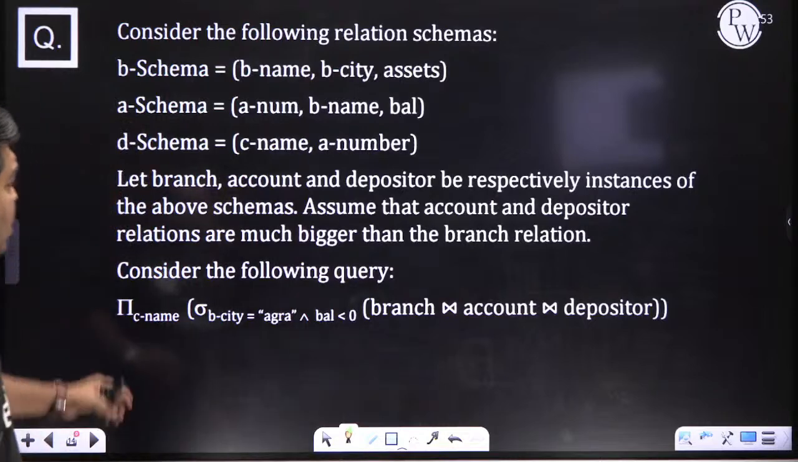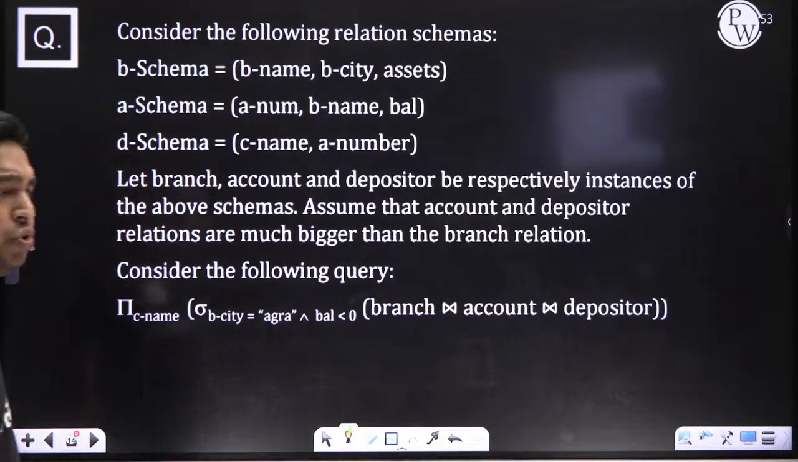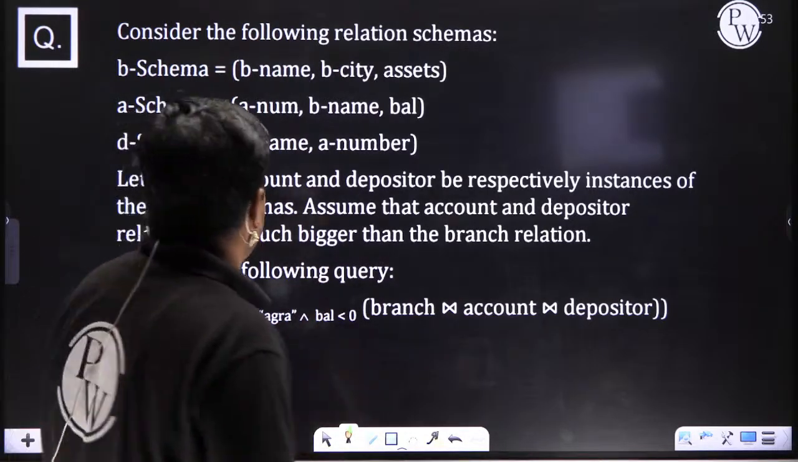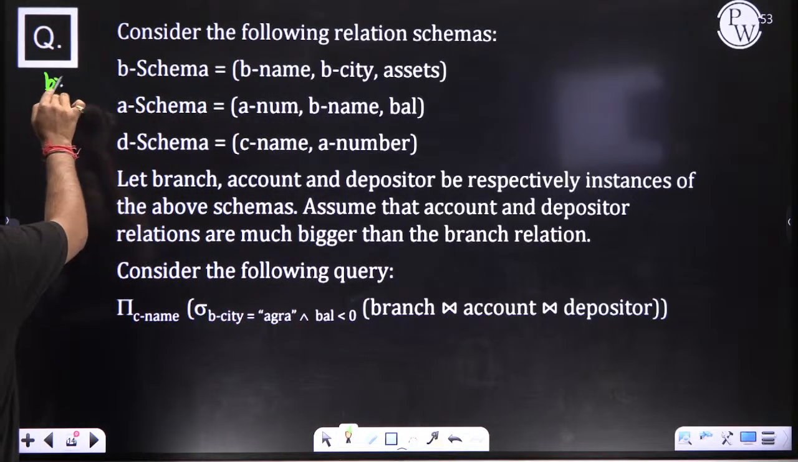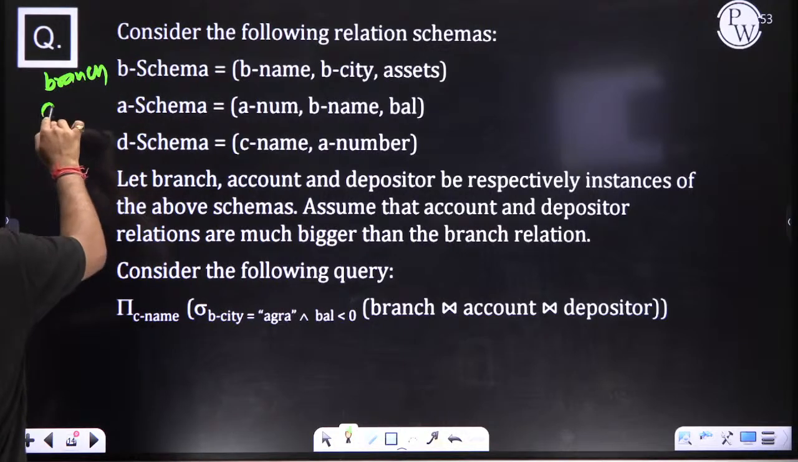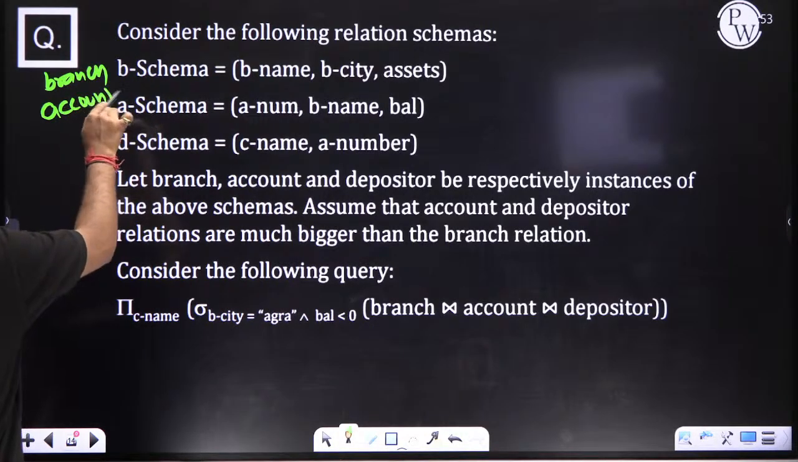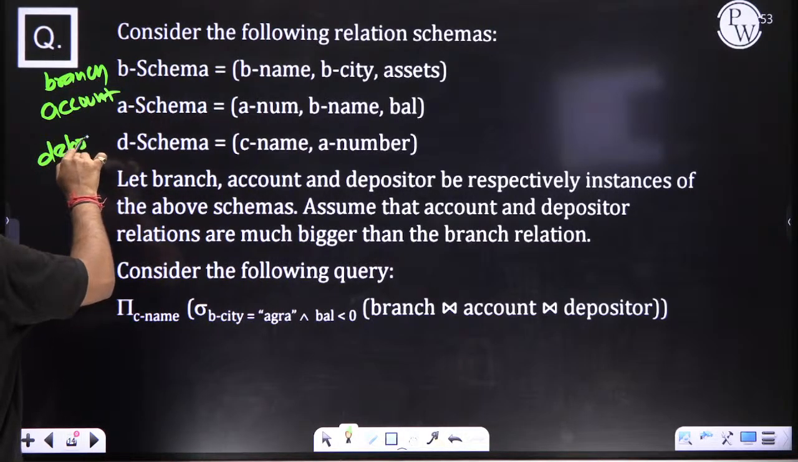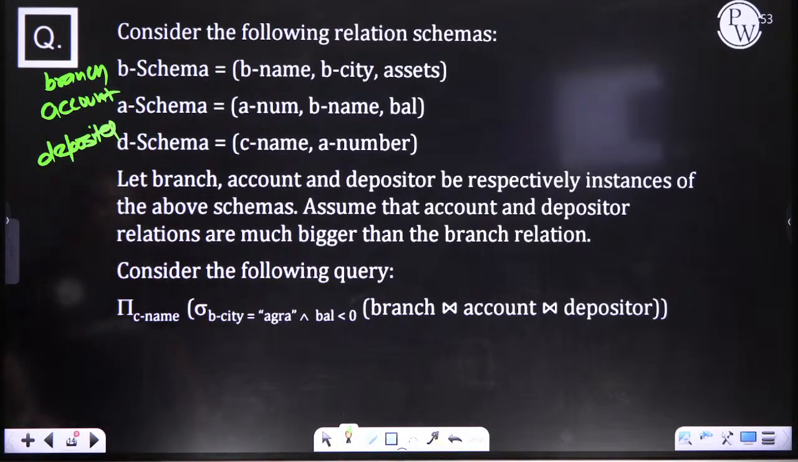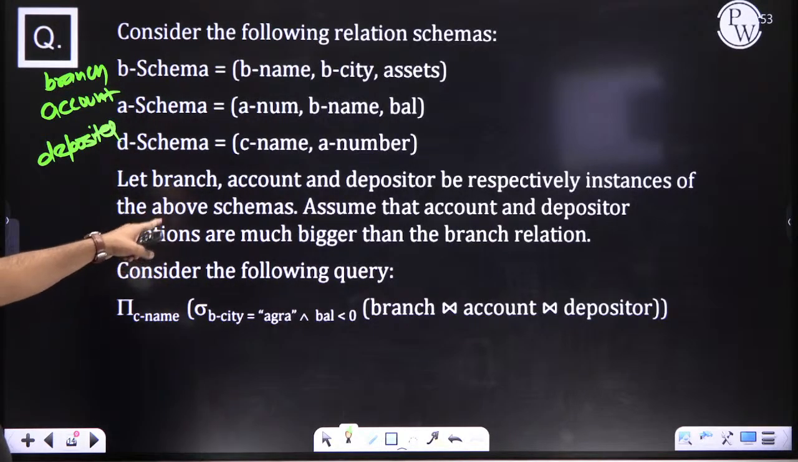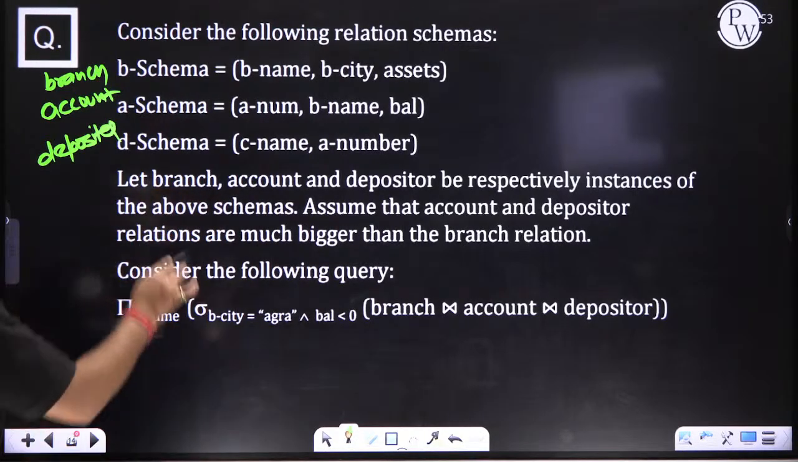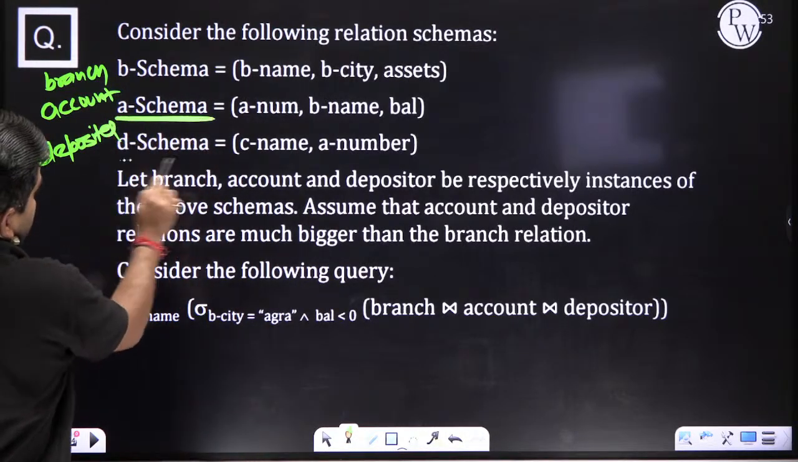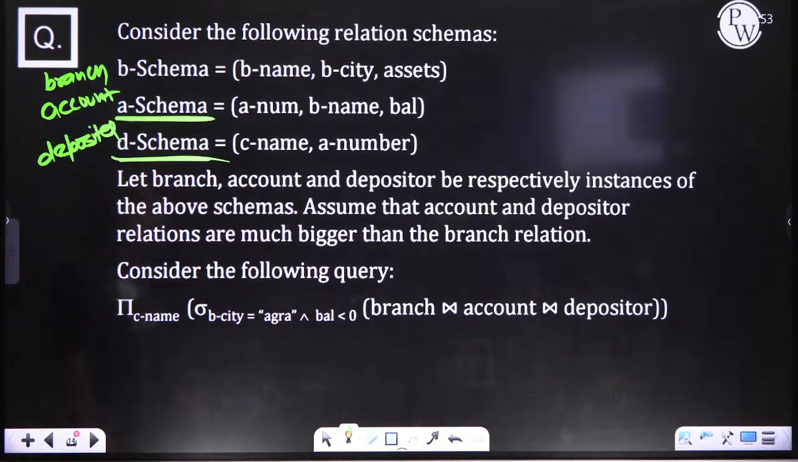Look, like this is one table. How is the question asked? This question was asked in the GATE examination. There are three relations: branch, account, and depositor. Let branch, account, depositor be given. Account and depositor are the bigger relations, and this is the query.